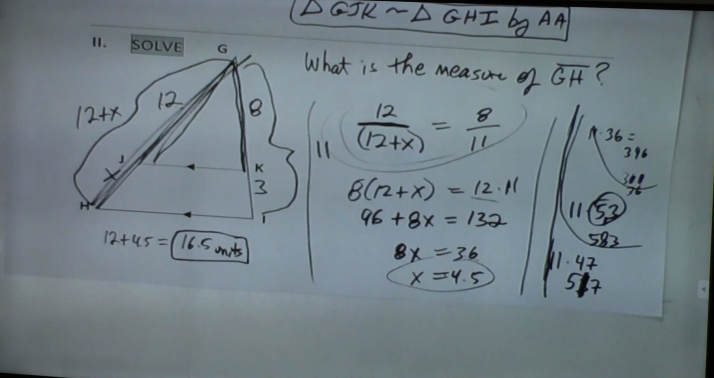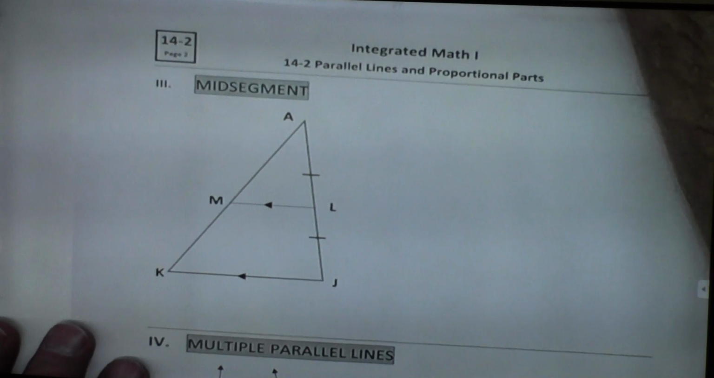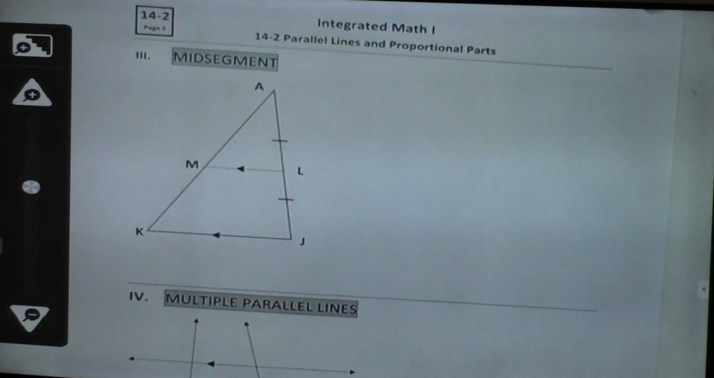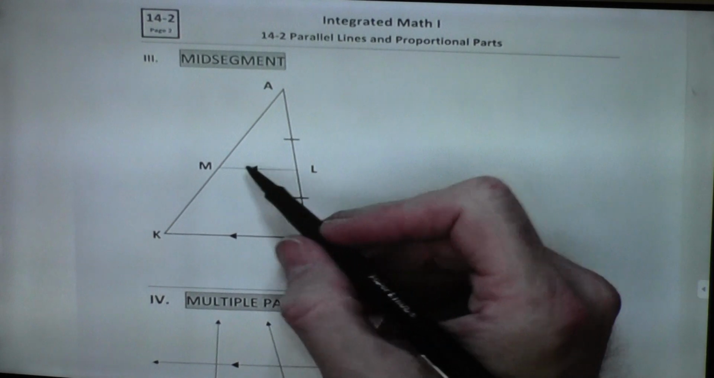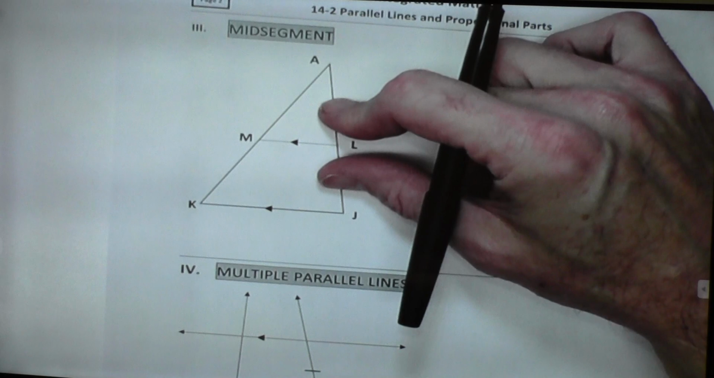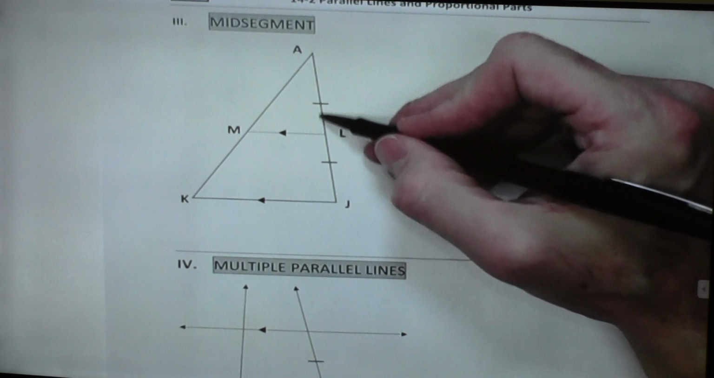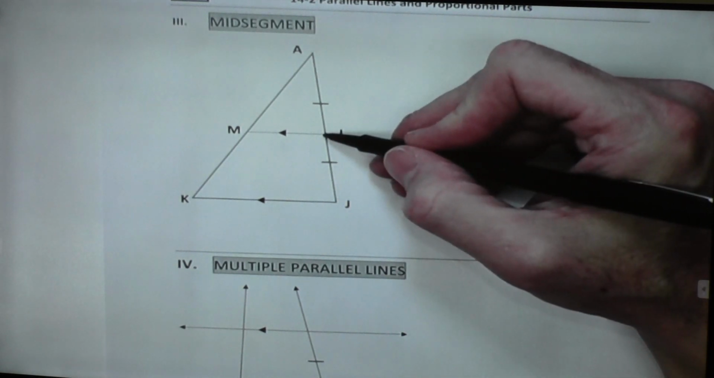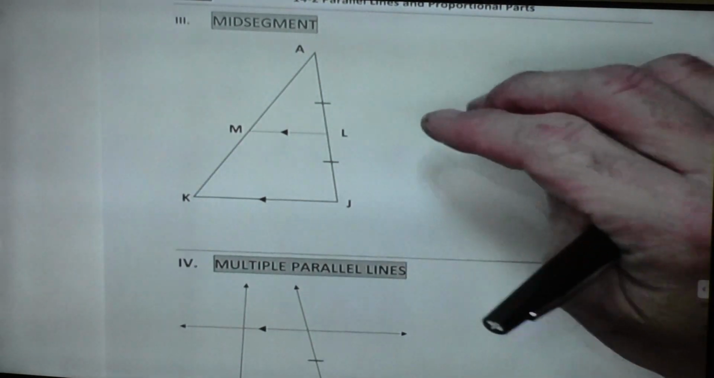Okay, let's look at the second page here for 14.2. And now we're looking at the mid-segments. So there's a couple of little things about it if it's a mid-segment. If I don't have those little lines here, then I don't know that this is right in the middle. By having these lines telling me that this distance is the same as this distance, that means that point is exactly in the middle. Okay?